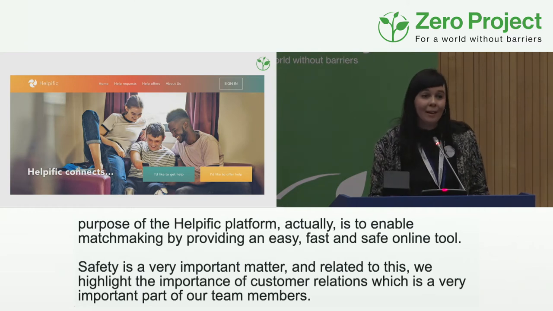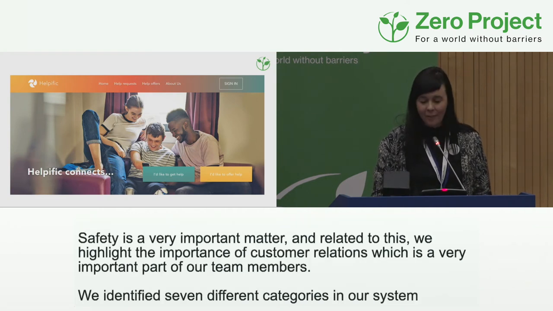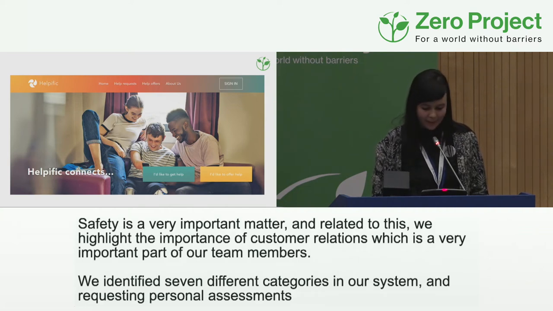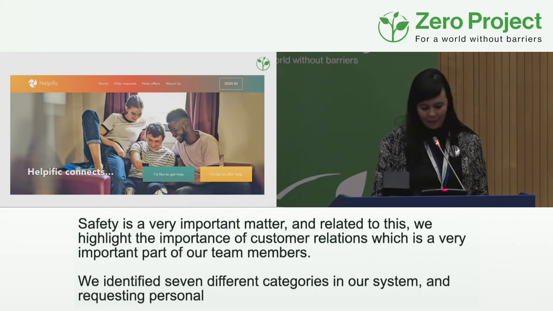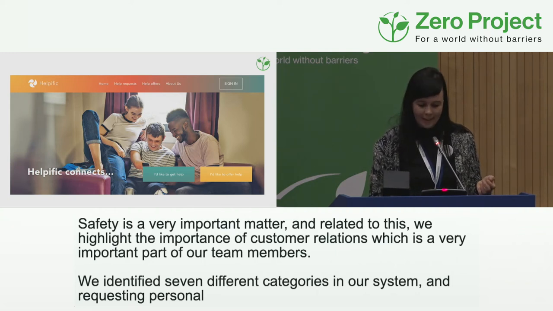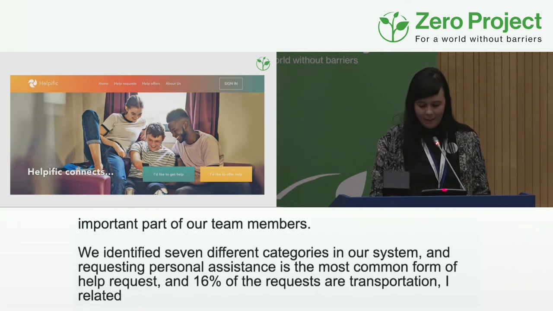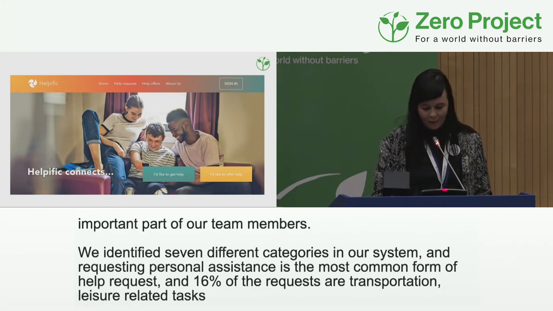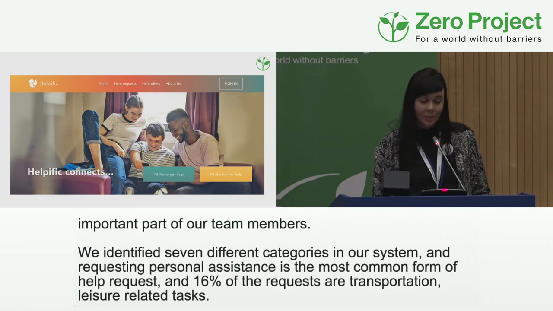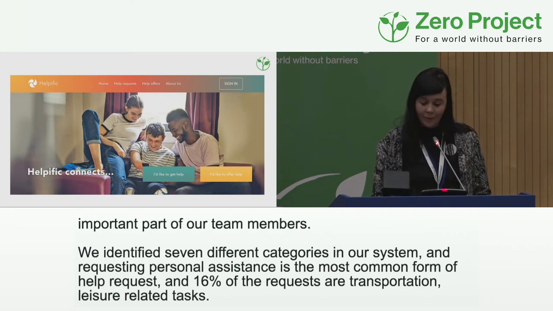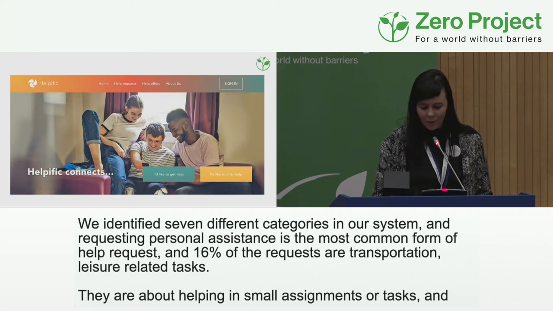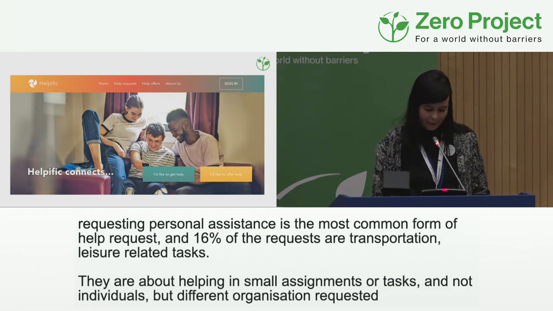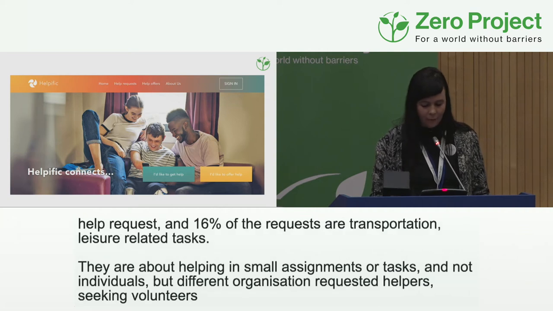We identified 7 different categories in our system, and requesting personal assistance is one of the most common forms of help request, and 16% of the help requests are transportation, home-related tasks, leisure-related tasks. 8% of the requests were about education, helping with small works and assignments, and in some cases, not individuals, but different organizations requested help. They usually were seeking volunteers for their clients, or people to help organize events.